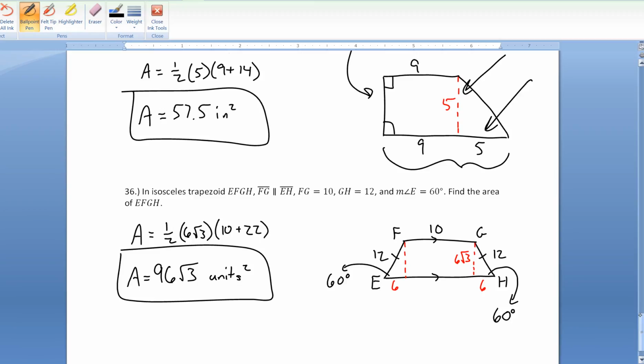And then this last one, an isosceles trapezoid, it's telling us which two sides are parallel to tell us how to draw this trapezoid. And then we've got FG equals 10, we've got GH, we've got the measure of E, so I just label those things. I know that the base angles are the same, and then from there, the 30, 60, 90 triangle, I go from the 6 to the 12, from the 12 down to the 6. I know that the other side has to be the same. I know that the height then is 6 root 3, so I'm just using those 30, 60, 90 triangles. I'm using the fact that each side is the same, and then I plug it into my trapezoid formula. Okay?